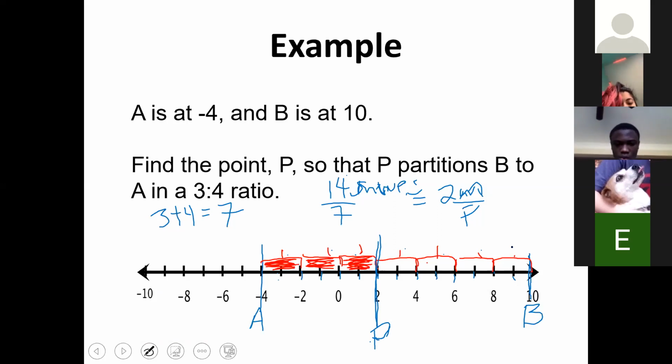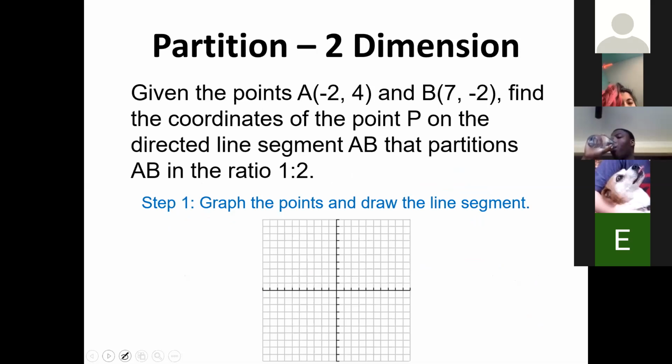Okay? Any questions before we move on? All right. Good, good. I'm glad you are understanding it. All right. So now what if we put it on a 2-dimension graph and we actually have to plot this and find the segment? Well, here's how we do that. And this is what you're going to be learning today.